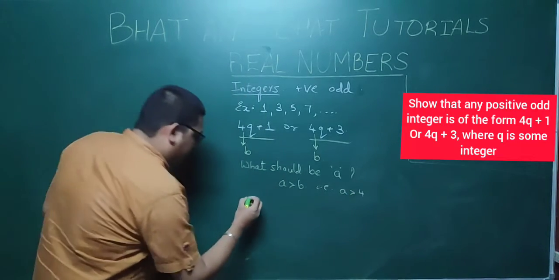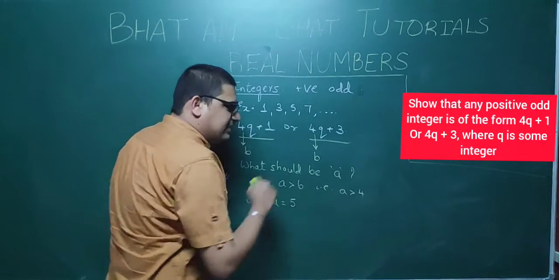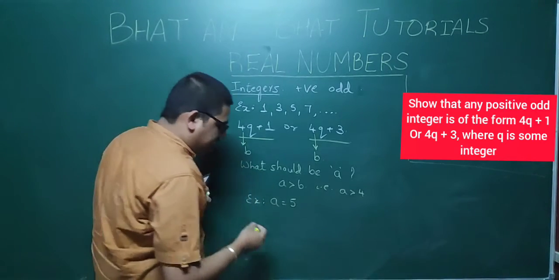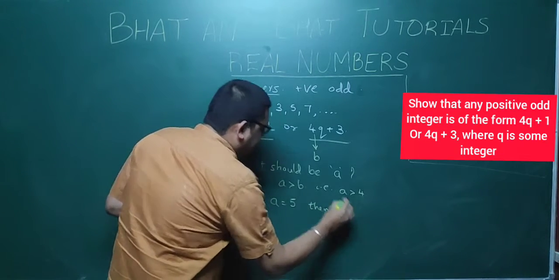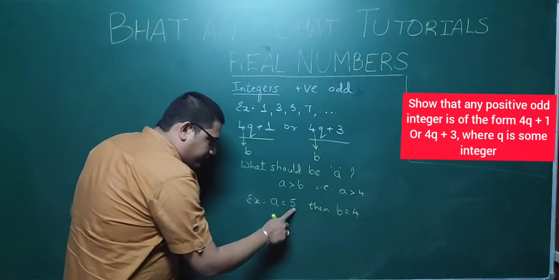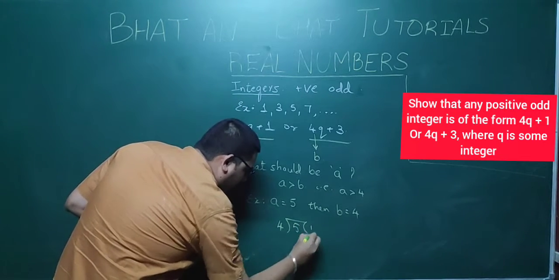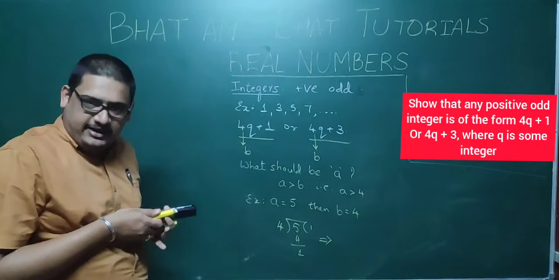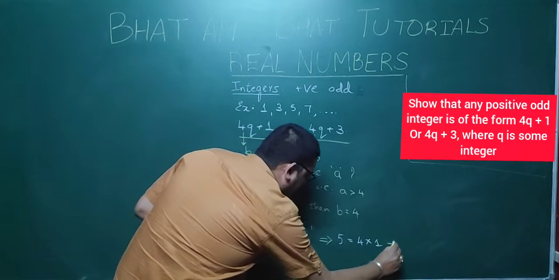So let us take the example a is equal to 5, which is greater than 4. Now let me try to apply Euclid's division lemma. In this given question, a is 5, and b is 4. So I have to do 5 divided by 4. 4 ones are 4, remainder is 1. Let me convert this into a division statement. So it becomes 5 is equal to 4 into 1 plus 1.